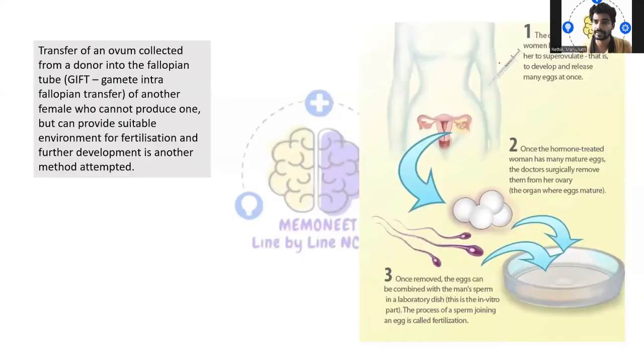There is another method here. Transfer of ovum collected from the donor into the fallopian tube. Just concentrate on this line now, this is very important. You are collecting the ovum from the donor and you are transferring it into the fallopian tube.